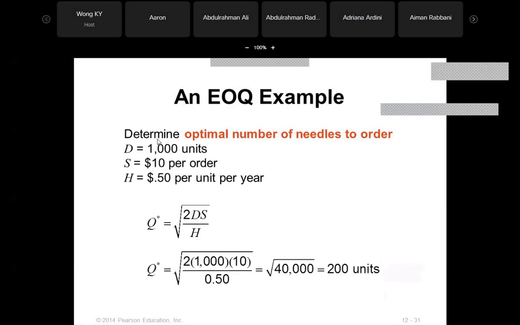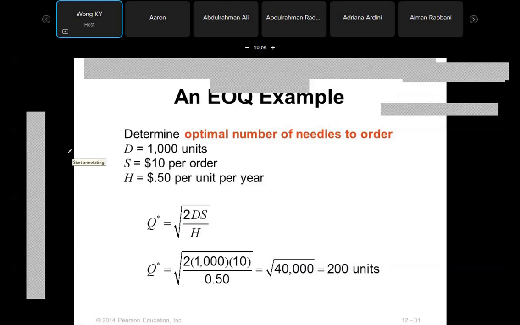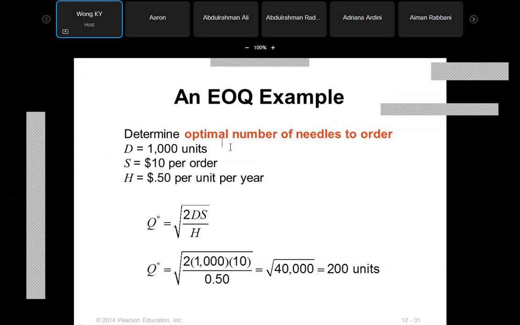Okay, so this question says determine the optimum number of needles to order. Okay, so the inventory items are needles. How many needles to order? So what is given? Given D, D is 1000 units. So D is what? Demand, remember? D is demand of the item per year. So demand of needles per year is 1000 units.